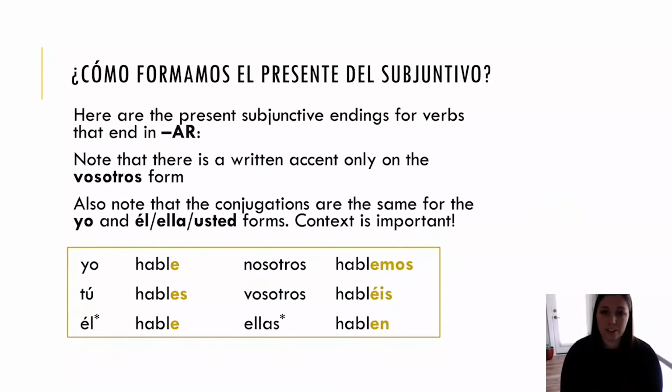Here are the present subjunctive endings for verbs that end in AR, such as hablar. Note that there is a written accent only on the vosotros form, otherwise you don't need to worry about an accent. And then also note that the conjugations are the same for the yo form and the el, ella, usted forms. Context is important when you're using these forms in a sentence.